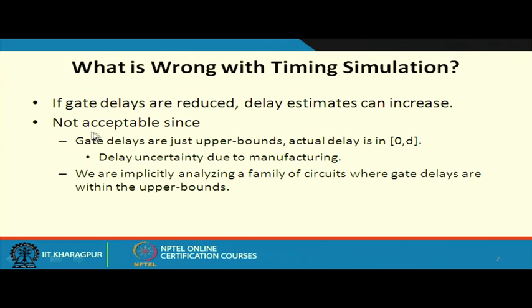Okay. So, this is not acceptable because in practice many gate delays can actually get reduced, because the gate delay values that we usually use in the simulation are upper bounds. We say a delay is 4, which means the maximum delay is 4, because when you are fabricating gates in a chip, there can be a lot of variations in fabrication. Some gate may be 3, some gate may be 2.5, some gate may be 3.8. 4 is the maximum limit you are saying, that is the worst case delay, right.